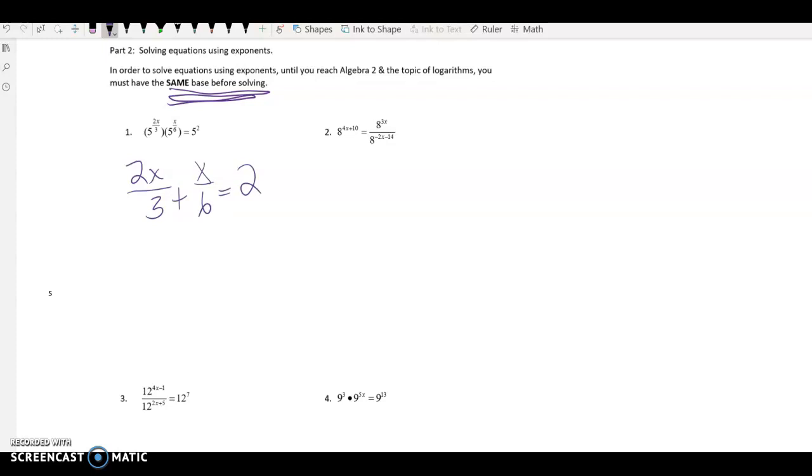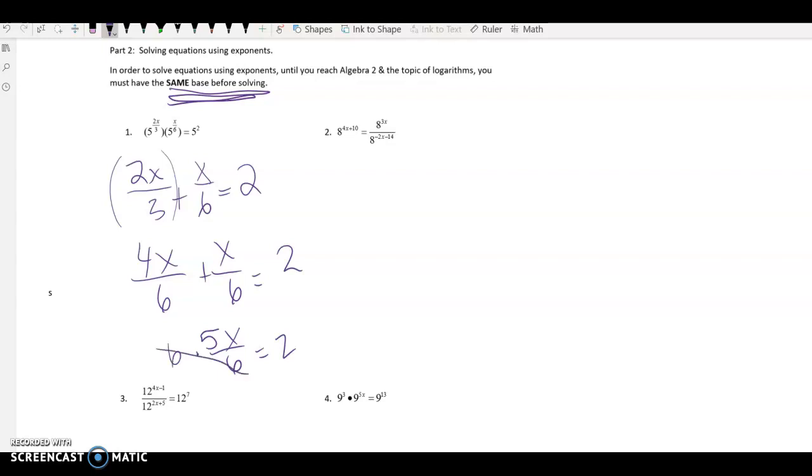That equals 2. Now if I'm solving this for x, I'm going to try to get the same bottom number. To do that, I'm going to multiply this by 2. So I'll get 4x over 6 plus x over 6 equals 2. I can simplify now. I get 5x over 6 equals 2. Now I can multiply both sides by 6. I get 5x equals 12, and divide both sides by 5 to get x equals 12 over 5.